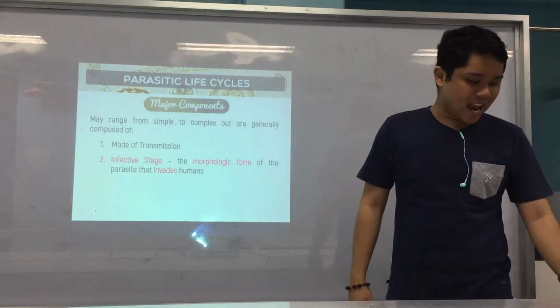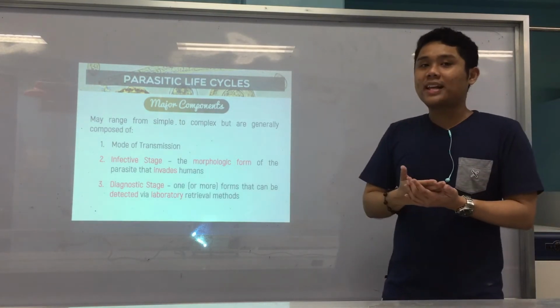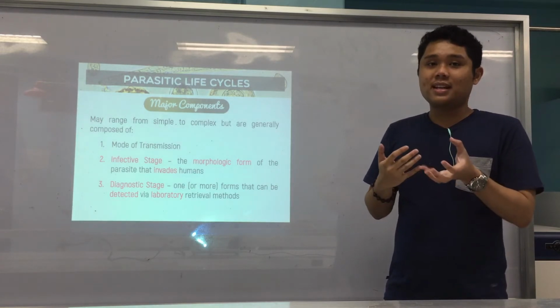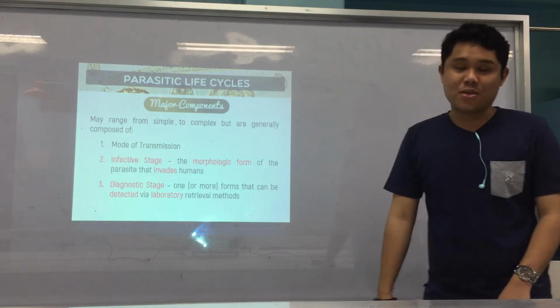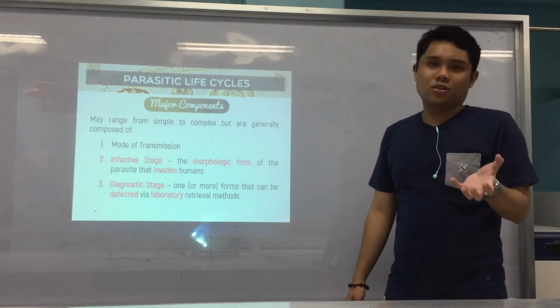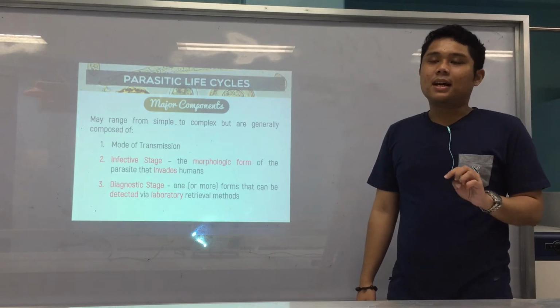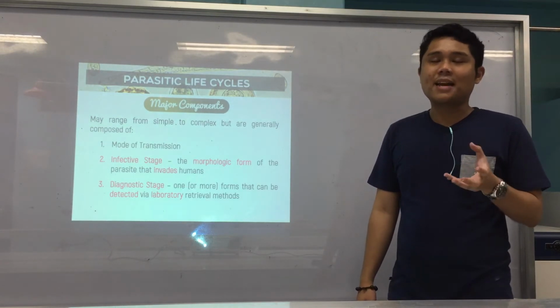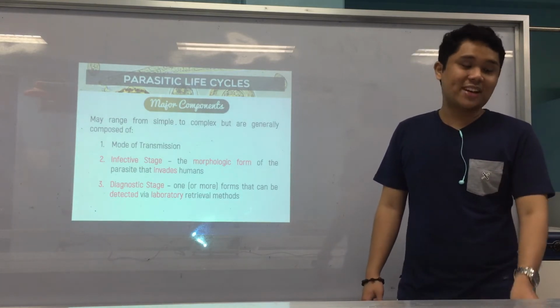Another one is the diagnostic stage. When I say diagnostic, this is the form that can be used in diagnosing, or that can be retrieved using laboratory methods. So it's the stage, still a morphologic form of the parasite, that can be detected in the lab. So that's the meaning of diagnostic.